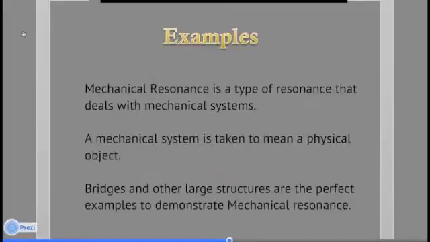Mechanical resonance is a type of resonance that deals with mechanical systems. A mechanical system is taken to mean any physical object. There are many incidents such as the Tacoma Narrows Bridge collapse that occurred due to this phenomenon.